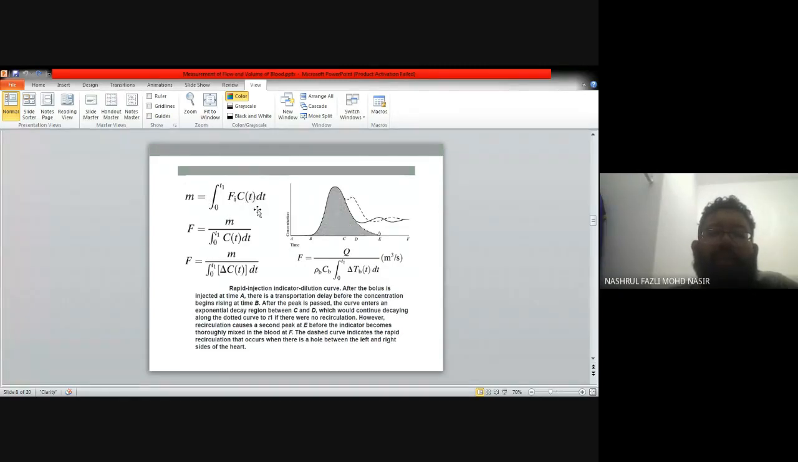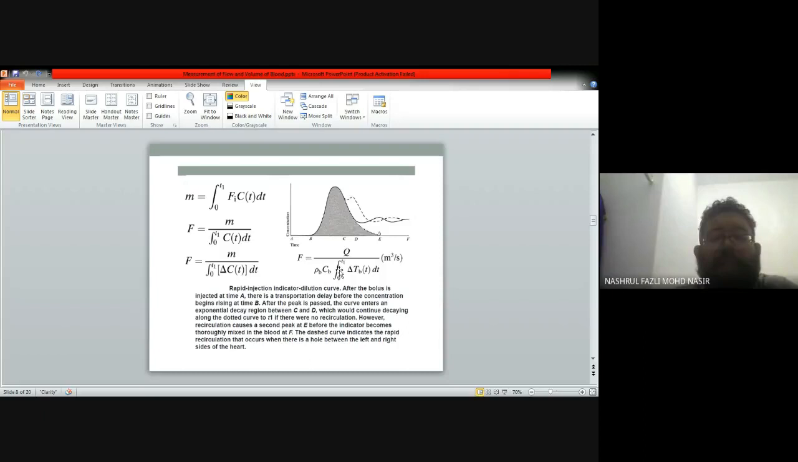So c(t), because it is influenced by time, subjected to time. The concentration, this c(t) dt, can be integrated. So you can measure the flow with the condition that you know the m. So you have your m, then the difference of the concentration that you have measured, then you have your Q.